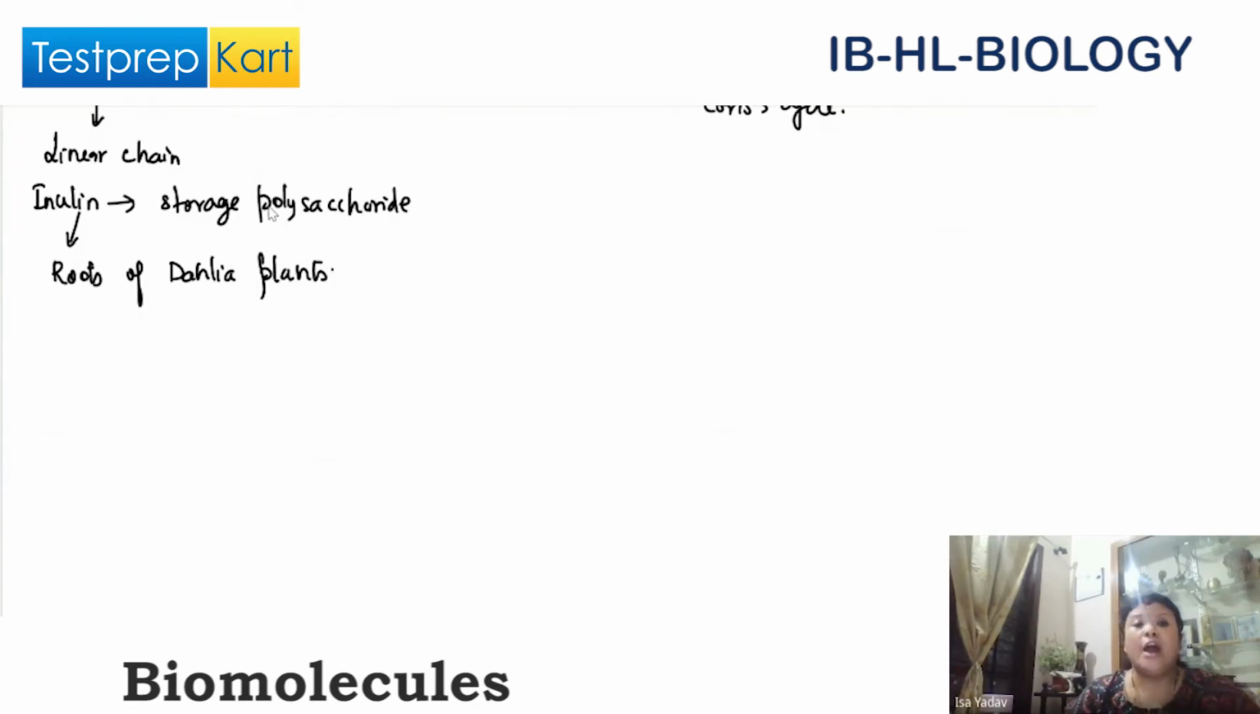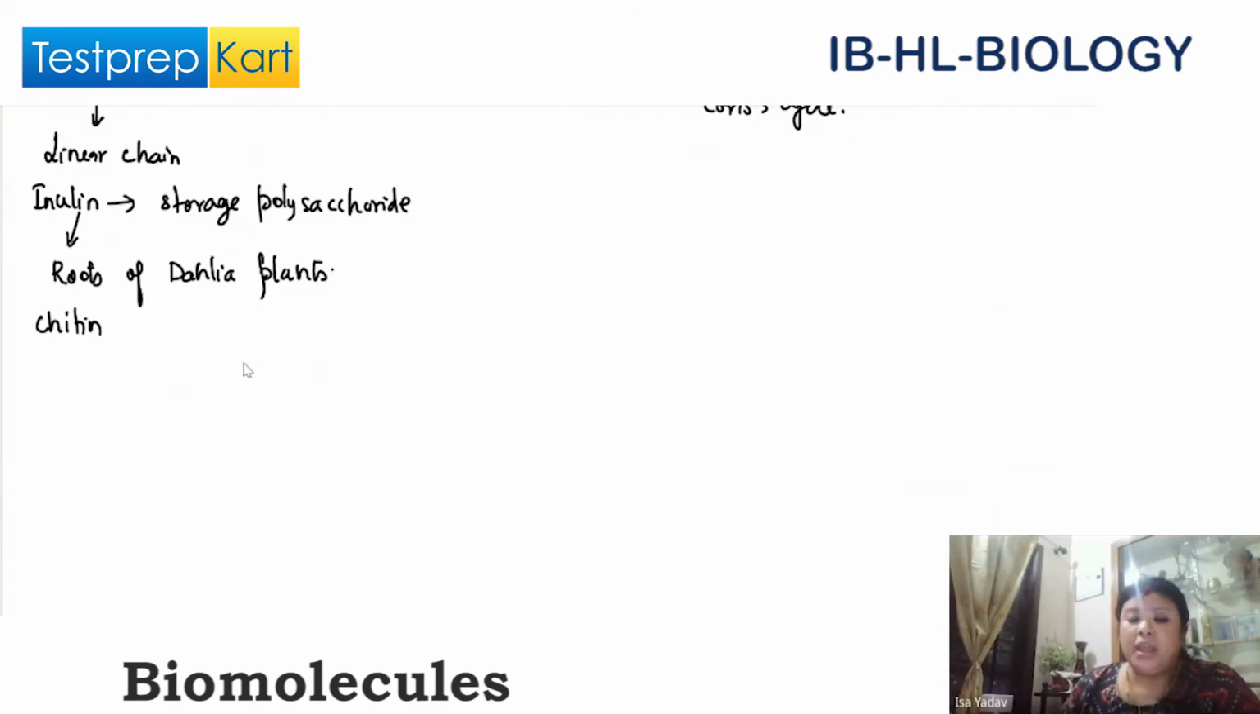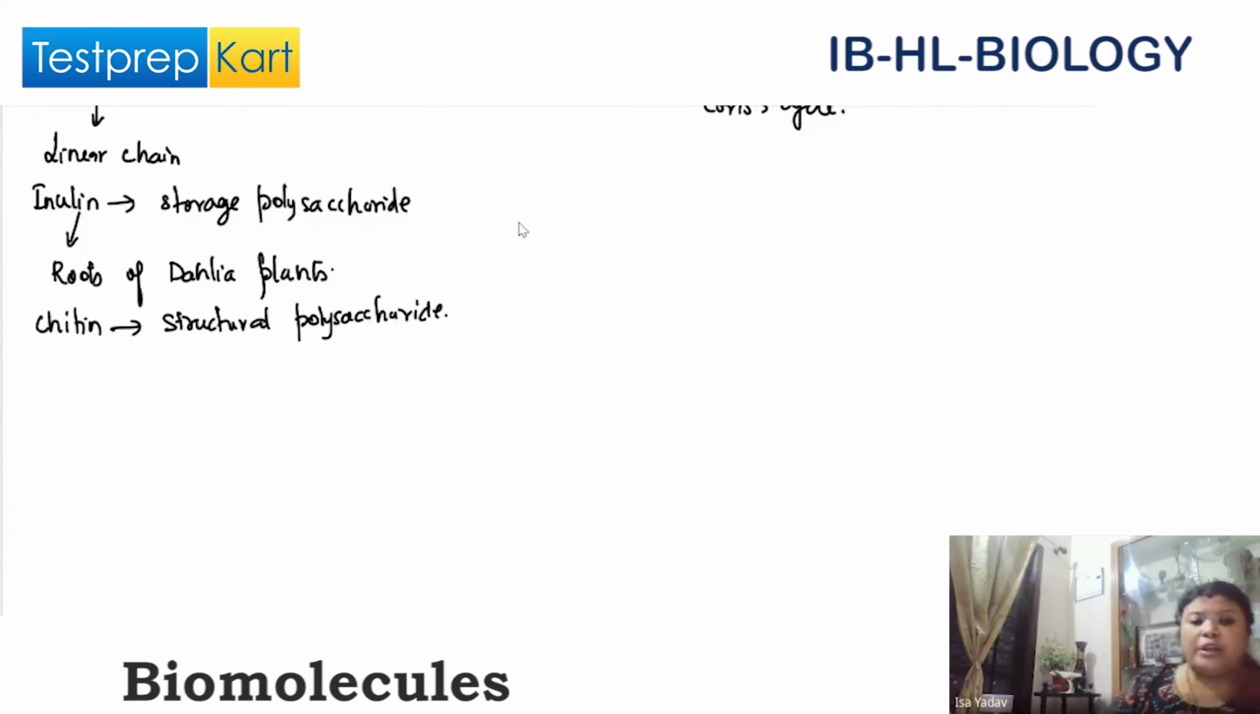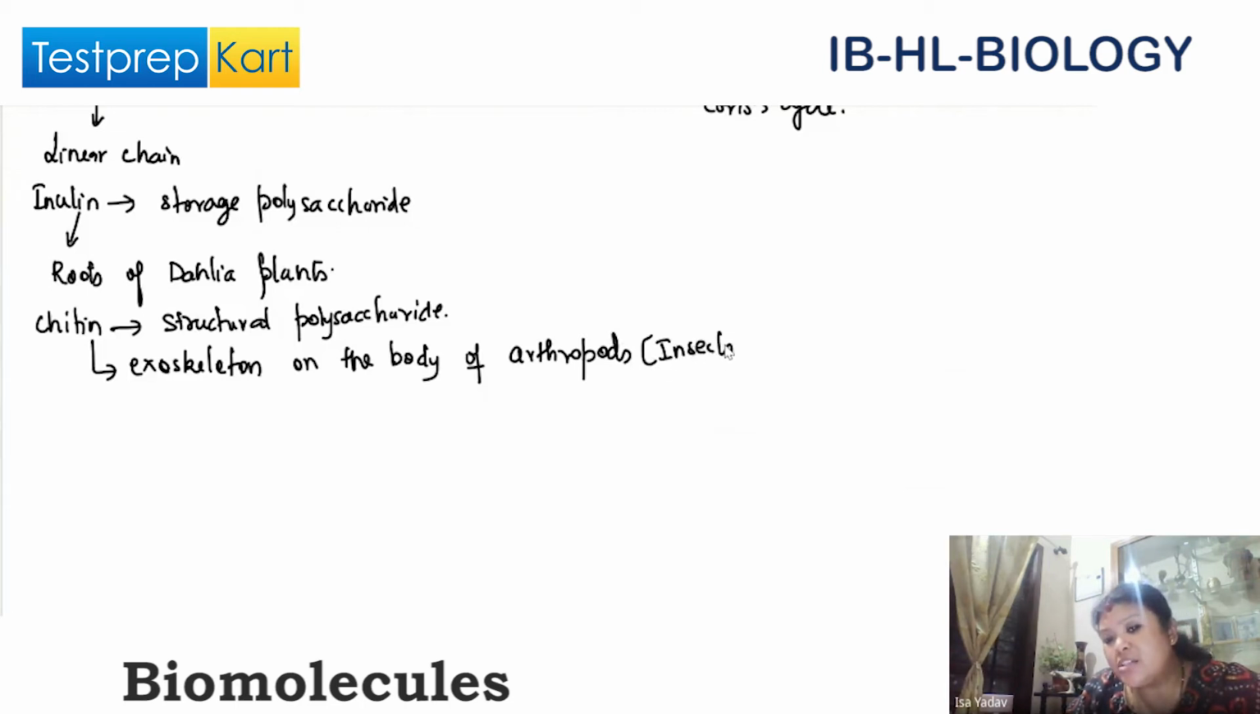It's a storage polysaccharide, roots of dahlia plant. Are these points clear? Chitin. Just like cellulose, chitin is also a structural polysaccharide. Okay, structural polysaccharide. The chitin is found as an exoskeleton on the body of arthropods. That means we are talking about insects.